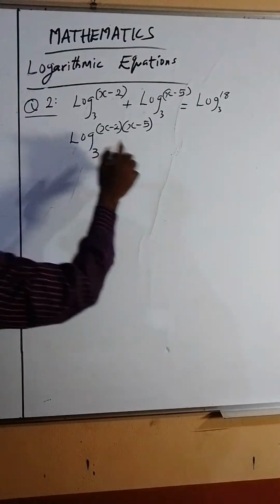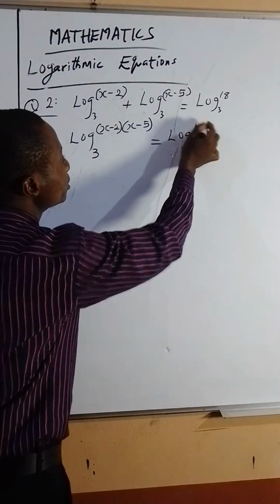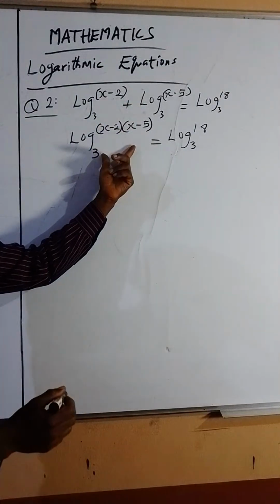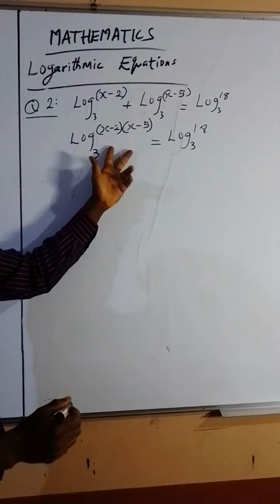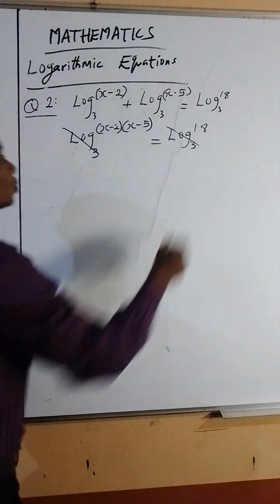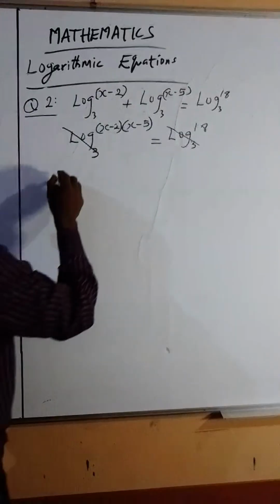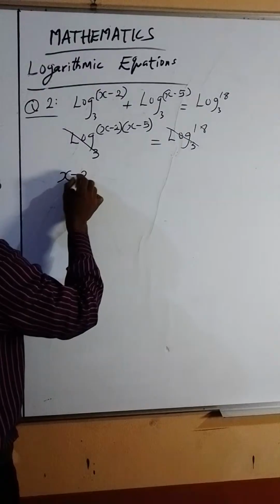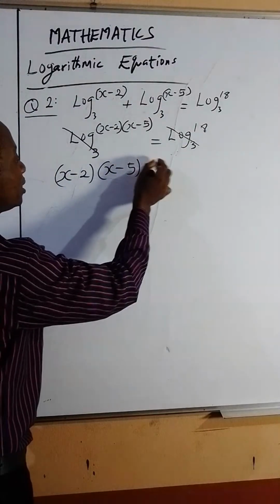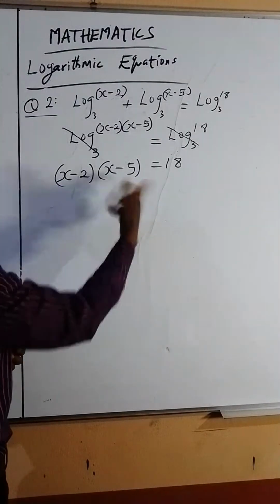So this is what we are going to do. Then we equate it to logarithm 18 to the base of 3. So we have been able to simplify the left-hand side to this level. So we can now strike the way we did the first one. We strike this and equate the terms here. So what are the terms? We have x minus 2, then open bracket, x minus 5, and this is 18. So we can expand this as well, the way we did the first one.